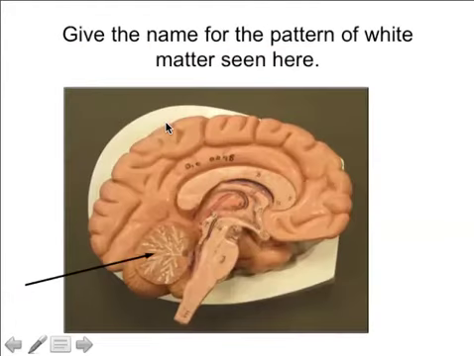Okay, the name for the pattern of gray matter seen here, this is the arbor vitae. This is the white matter that's inside the gray matter of the cerebellum. Remember that the cerebellum is the brain's sensory and motor coordinator, among other functions.